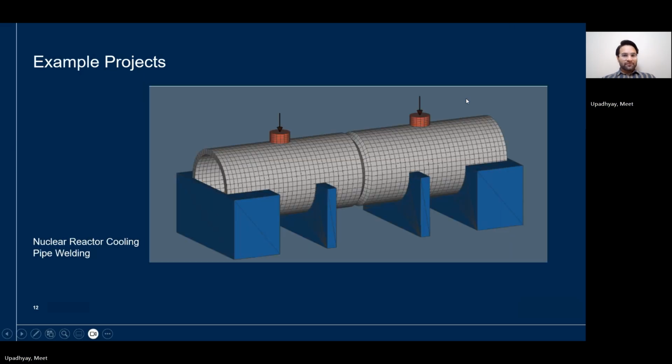Another example was the welding of two pipes together for a nuclear reactor cooling setup. This one needed multiple welds within the same location, so they had to model the different welding passes, create the geometry required for that, and then work out what the distortions are going to be like.